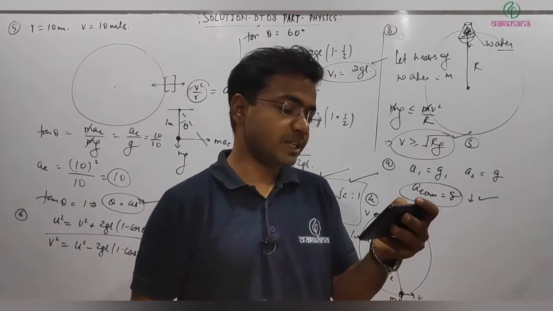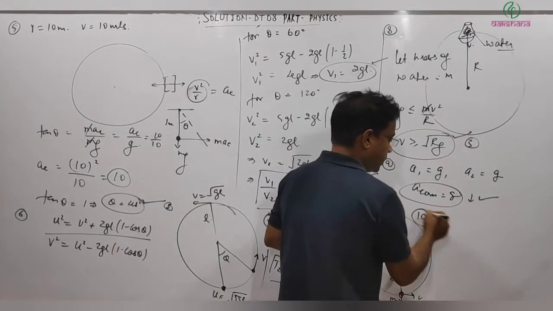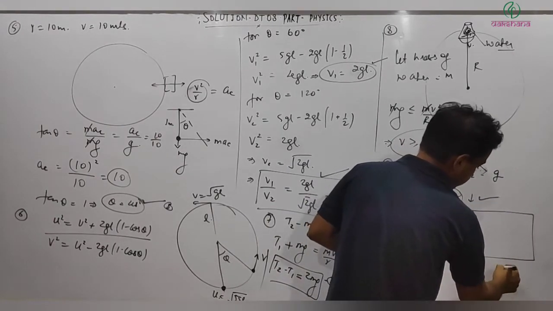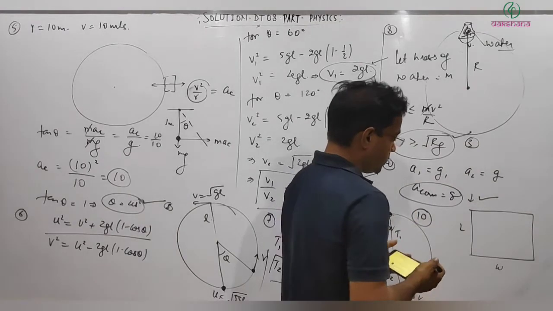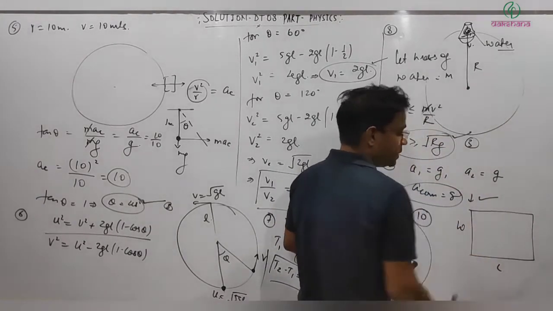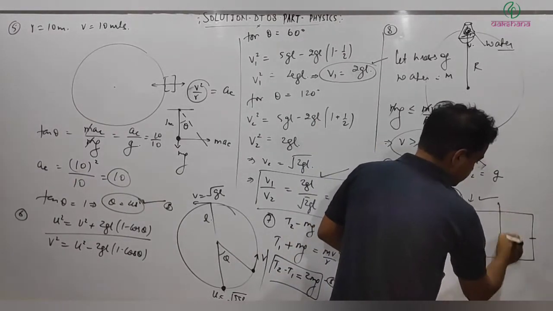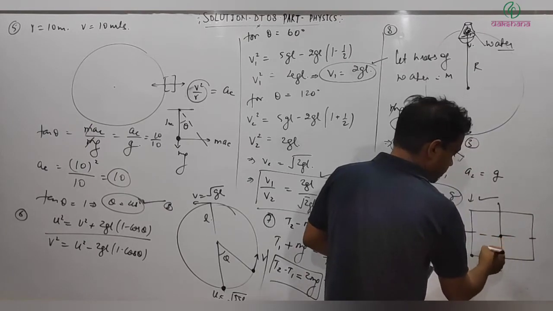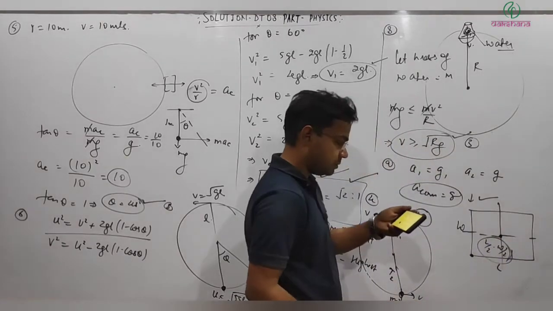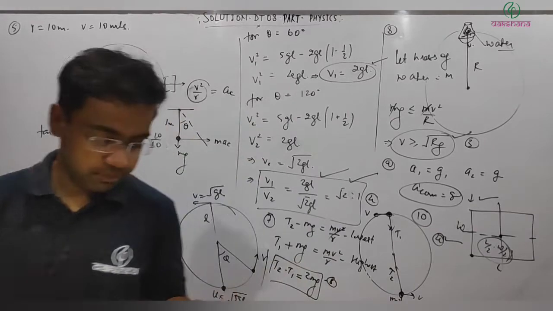A uniform wire is bent in the form of a rectangle of sides L and W. So here, this is a rectangle, one side is L and the other side is W. This is given as L and this is given as W. Then we know its center of mass, if I take this corner as origin, will be at the center, and the coordinates of the center of mass will be L by 2 comma W by 2. So that option matches with again 4 or D, right? That is problem 10.